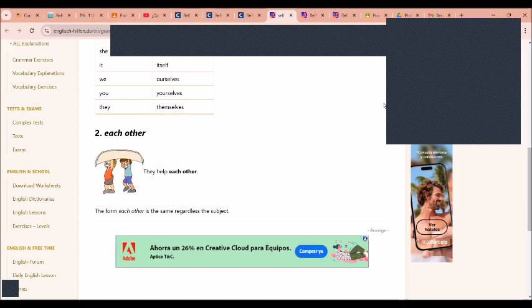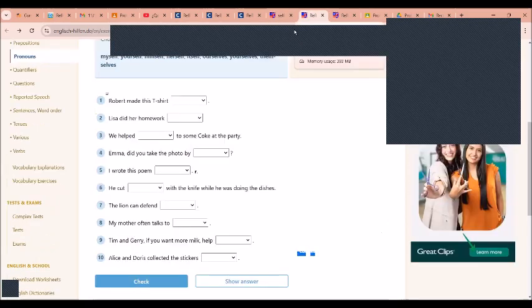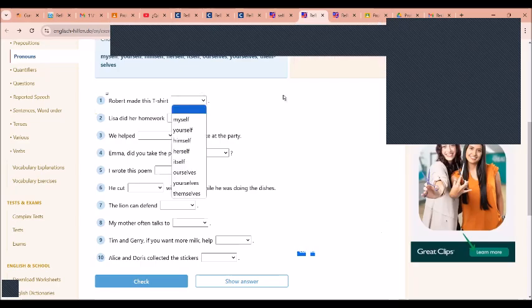Let's go to Elan. Which pronoun should we use here? Number 1, Monse. Robert made this t-shirt himself. Good, because it is a guy, it is singular.